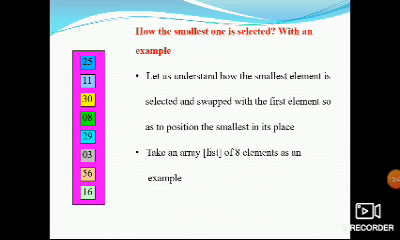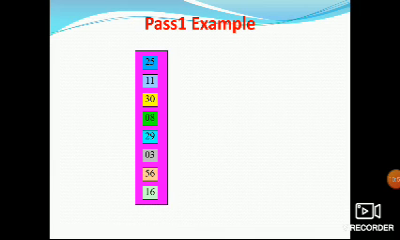So which is the smallest? We are identifying only; we know that 3 is the smallest one. So to pick the 3, what processing do we have to do? What is the technique we have to follow? Pass one example. I am taking the array. This is an array list.